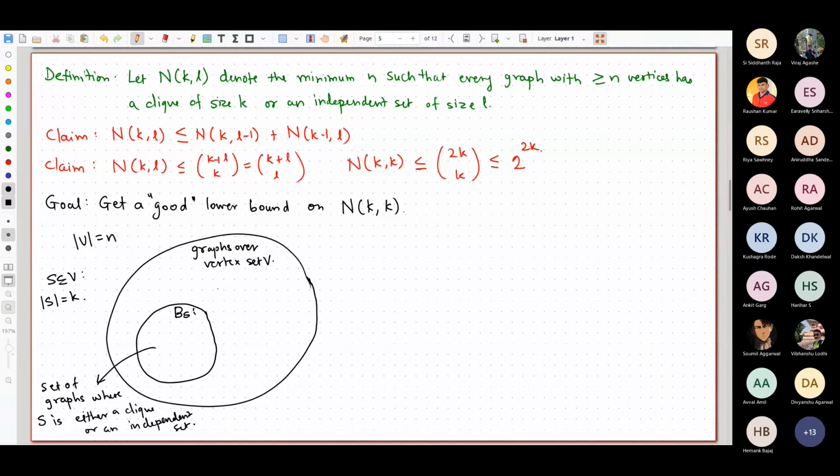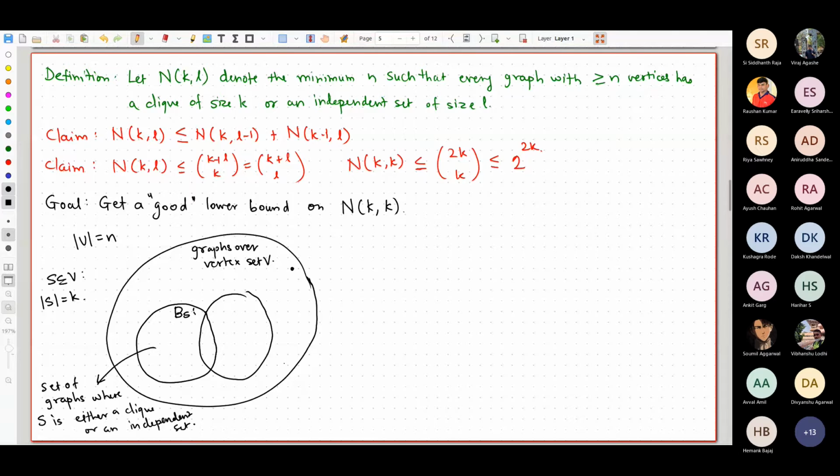Okay, so is the definition of this set B sub S clear? Okay, and now what do we want to prove? We want to look at all possible B sub S, right? All possible sets of bad graphs, and then we want to prove that there exists something which is outside them.